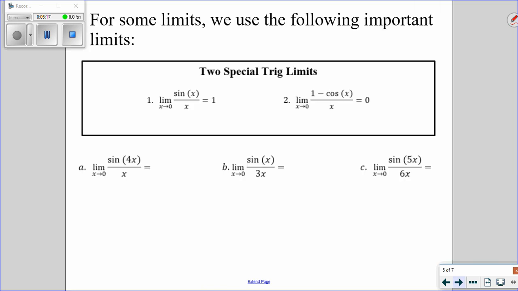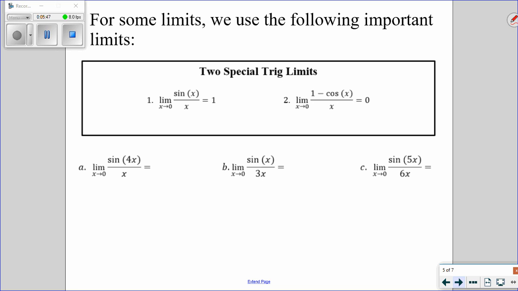All right, now for some of these limits, we will use these two important limits. I will tell you that they are proven using something called the squeeze theorem, but I don't want us to get too bogged down into the squeeze theorem because it's not actually on the AP exam. But these are just two limits that right now you want to put into memory. The first one is the limit as x approaches 0 of sine of x over x. We know that is always equal to 1.